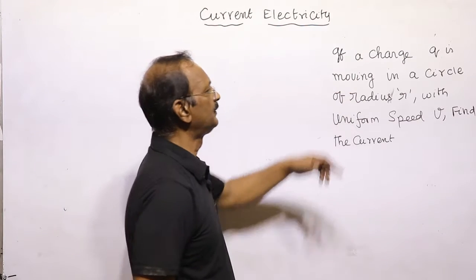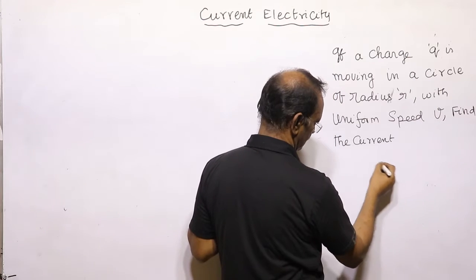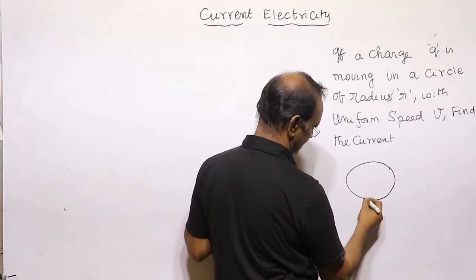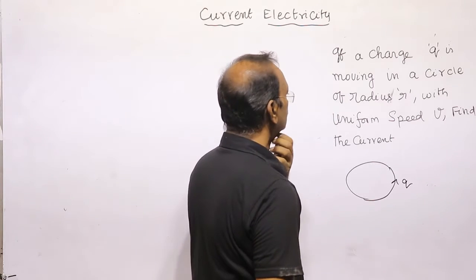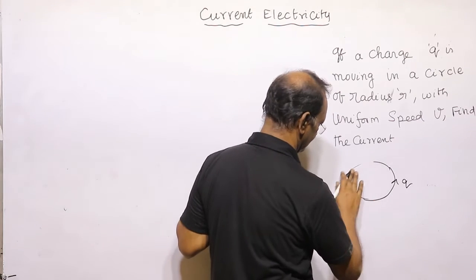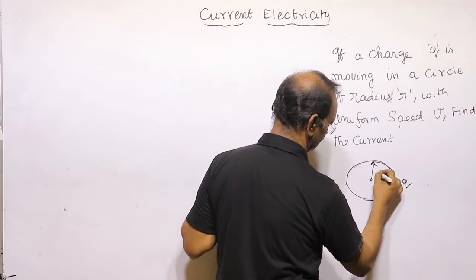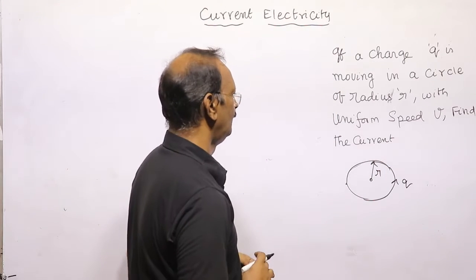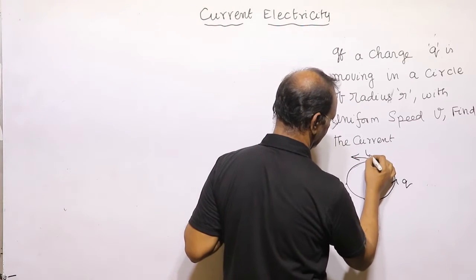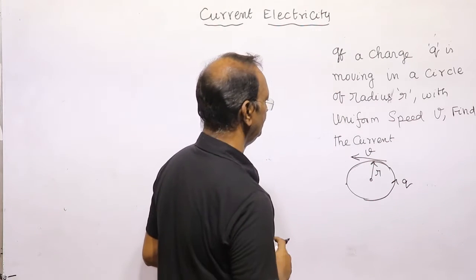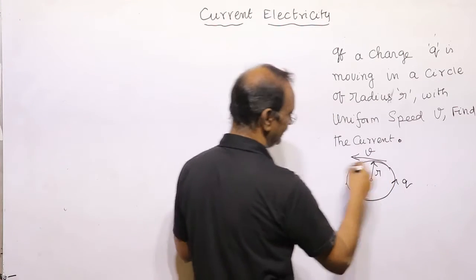If a charge q is moving in a circle of radius r with uniform speed v, that is, linear speed v, we find the current produced by this charge.